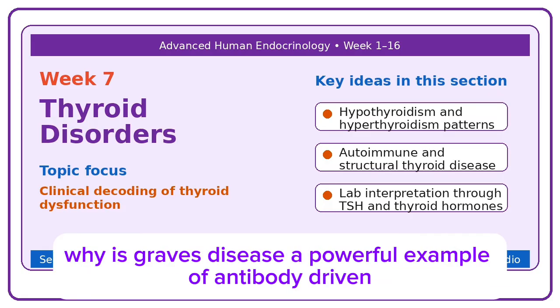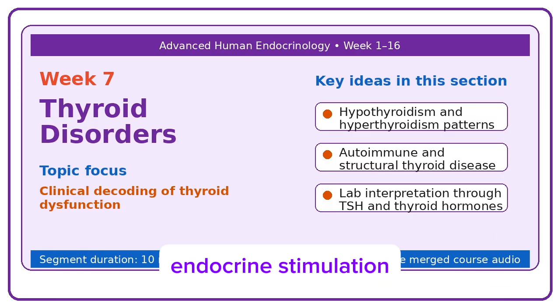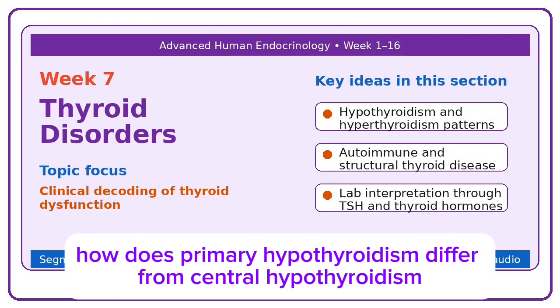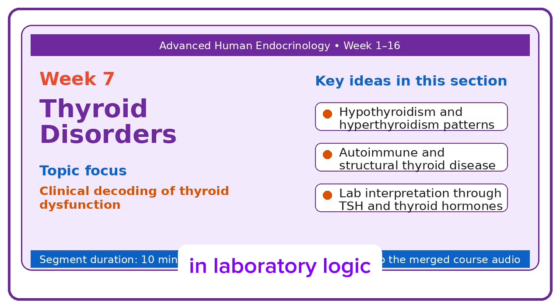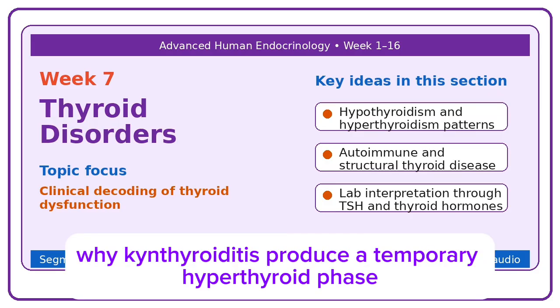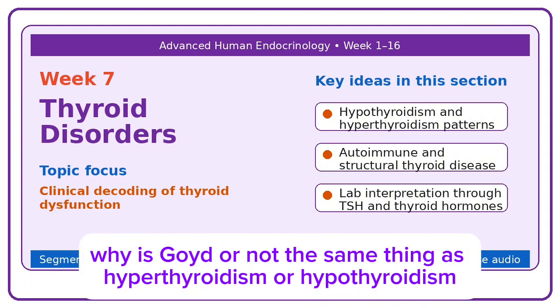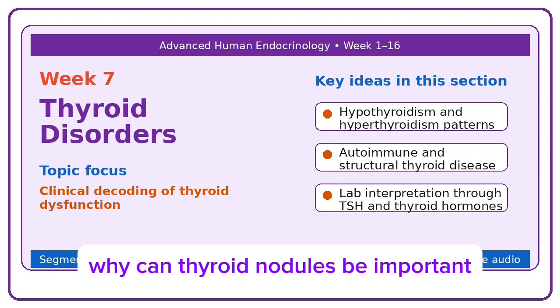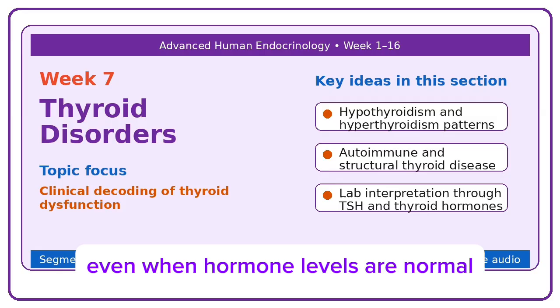Reading guide. Why is Graves' disease a powerful example of antibody-driven endocrine stimulation? How does primary hypothyroidism differ from central hypothyroidism in laboratory logic? Why can thyroiditis produce a temporary hyperthyroid phase? Why is goiter not the same thing as hyperthyroidism or hypothyroidism? Why can thyroid nodules be important even when hormone levels are normal?